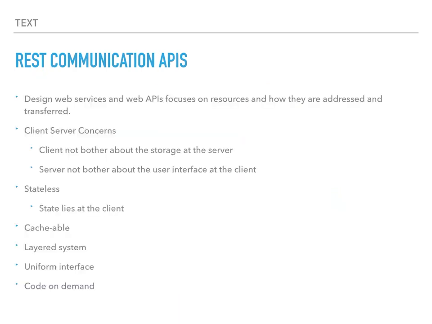So designing web services and web APIs focuses on resources and how they are addressed and transferred. For example, I am accessing a URL, a particular device which is connected to an IP version 6 address that is mapped to a URL. In that URL, let's say there are 5 sensors: a temperature sensor, an accelerometer, a magnetometer, a pressure sensor, and a microphone sensor.